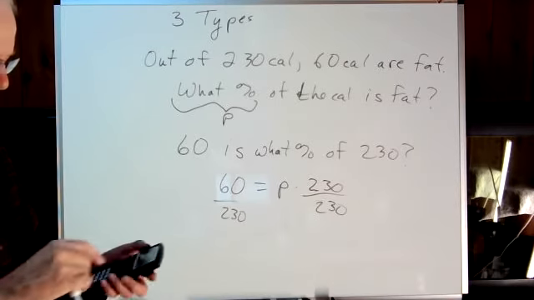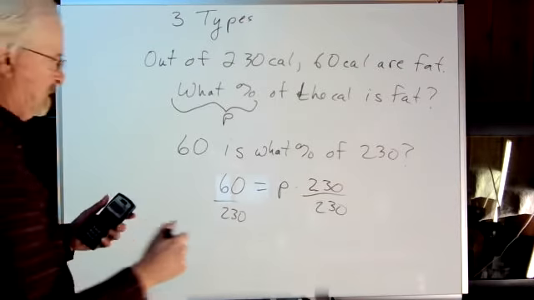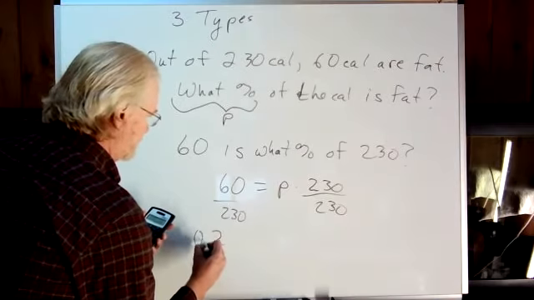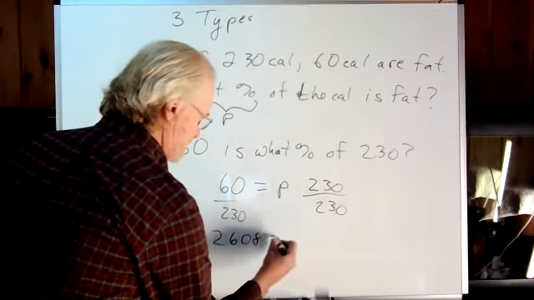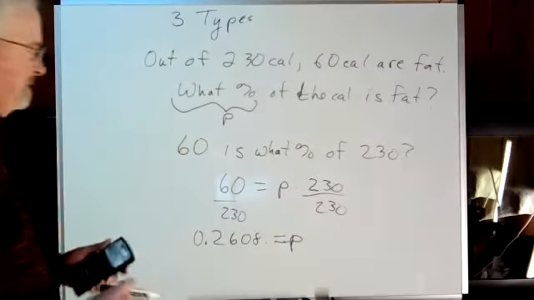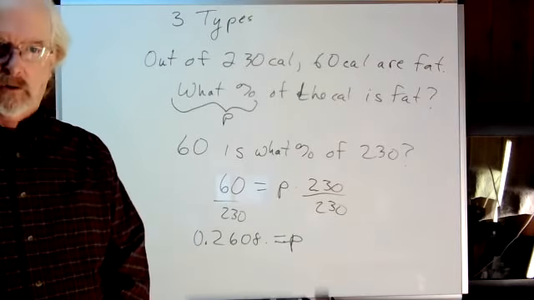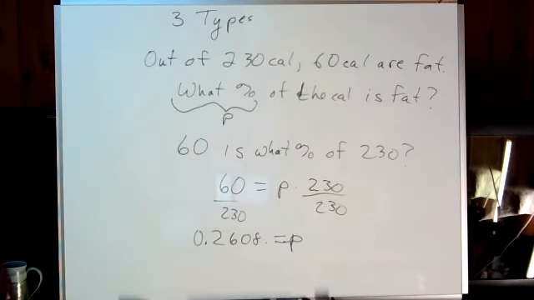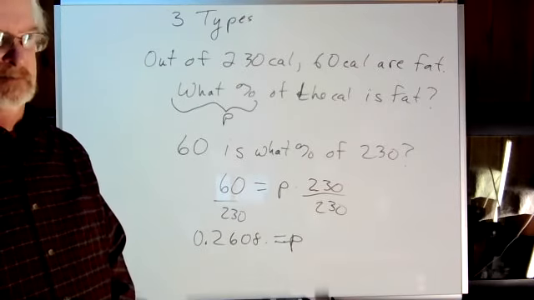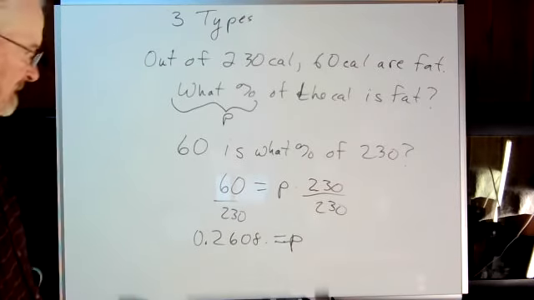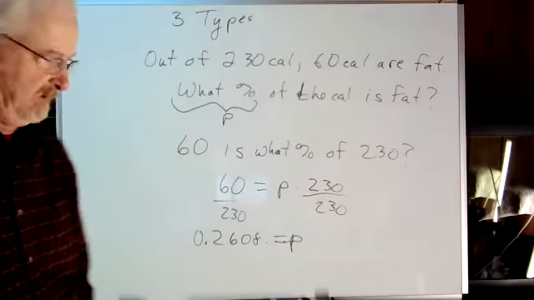Stick that in your calculator. 60 divided by 230. 0.2608, a bunch of other digits. The reason I have this one in my notes is it says round to the nearest whole percent. Well, that's a decimal value right now. It's not yet a percent. I'm going to convert it to a percent with all those decimal places, and then I'll round it.